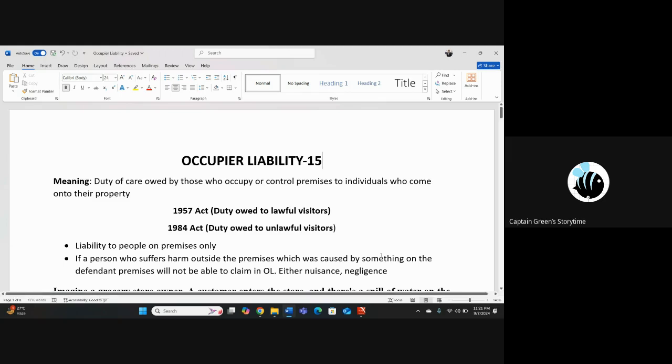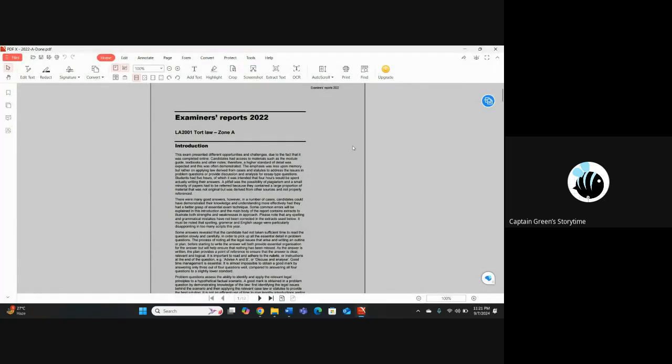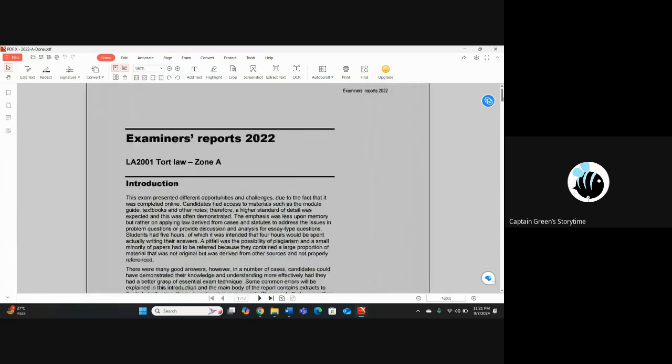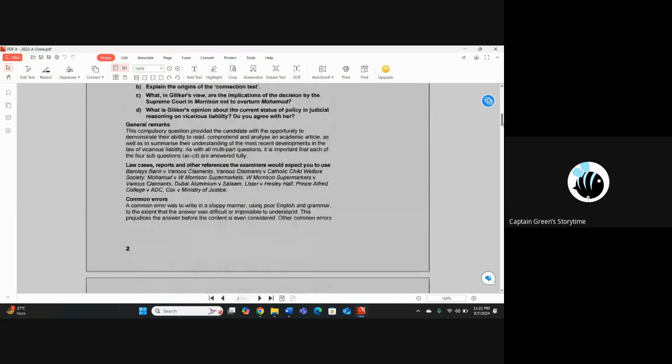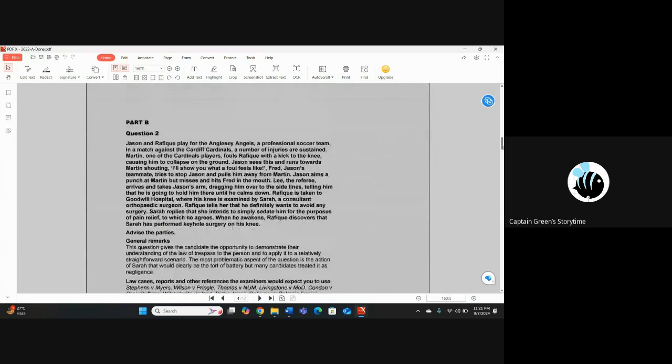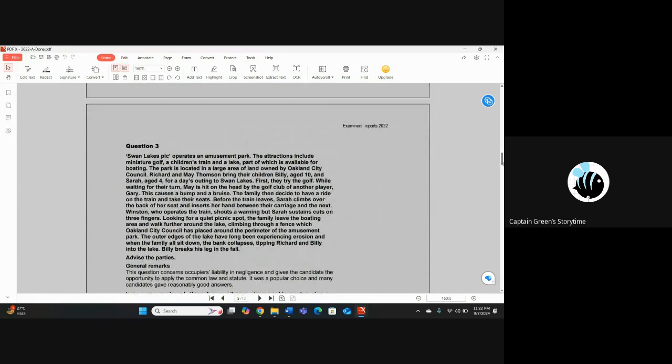Now let's check whether occupiers liability is examined and whether it is important or not. In the 2022 paper, Part A is an article again. Okay, moving on. This is again the trespass to person problem. Check. This question deals with occupier's liability. Thus, it might be examined in our next exam.